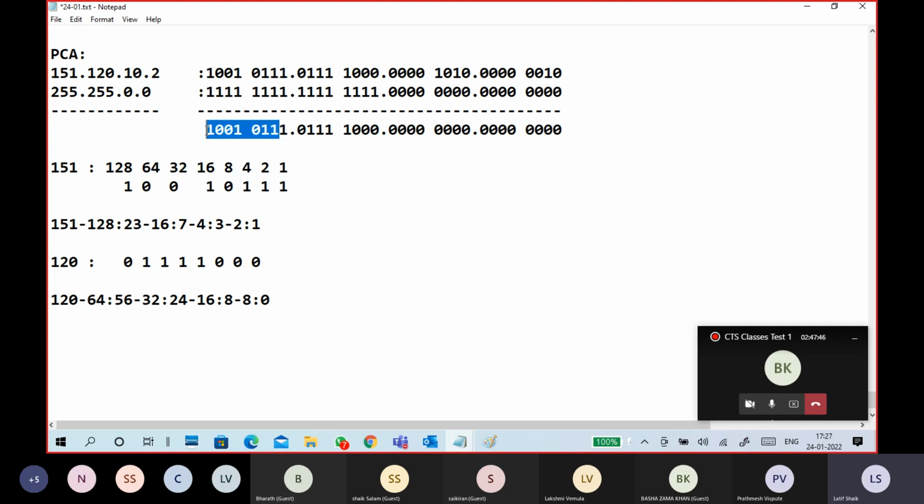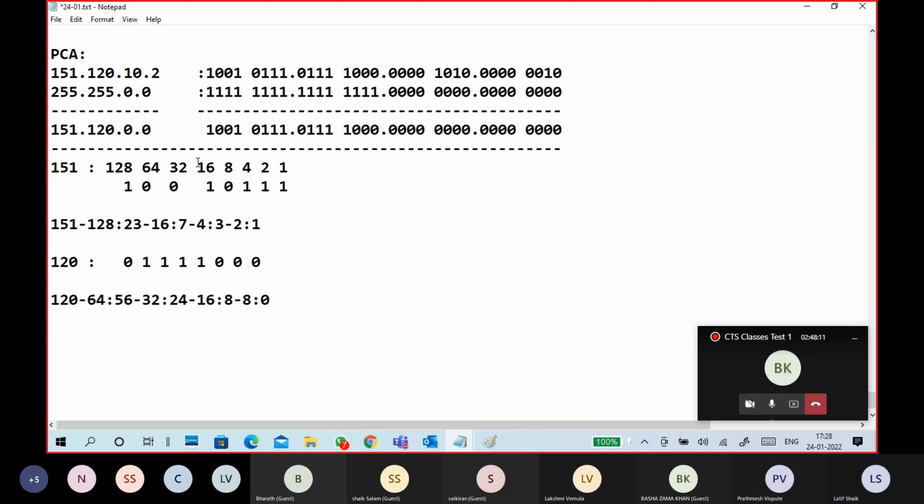So I have to convert this back to decimal. It's nothing but 151. Already we know 120. Then 0.0, 8 zeros and 8 zeros. This value is 120, this is 151. So this is called the network ID. This is the network ID of this address.